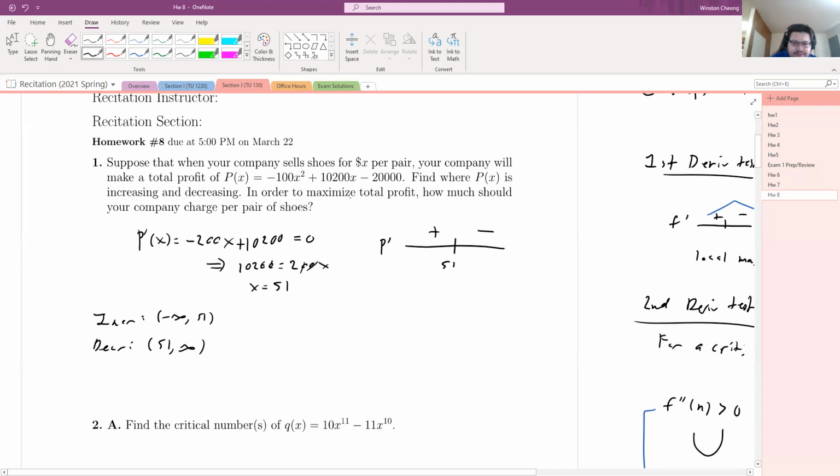All right, and then the last thing that the problem wants us to do is say something about how much to charge to maximize total profit. So, according to this, you should charge $51 per pair. Can't spell. All right. Any questions on that?